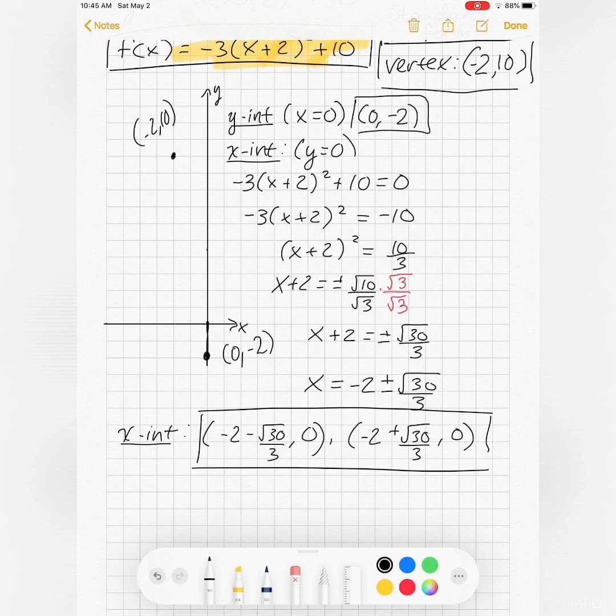So how else could I come up with a graph if I don't want to use those points? What if I put the axis of symmetry on here? Remember that goes through the vertex. So wouldn't that equation be x equals negative 2? Couldn't I use that to find a mirror point?